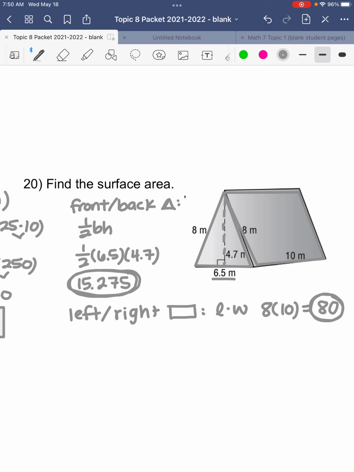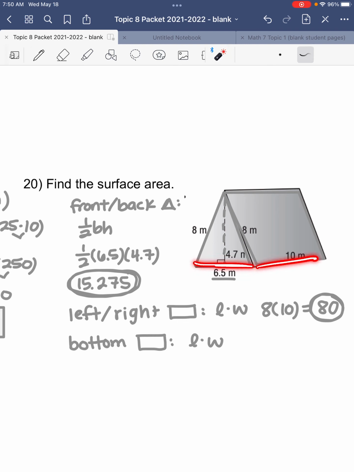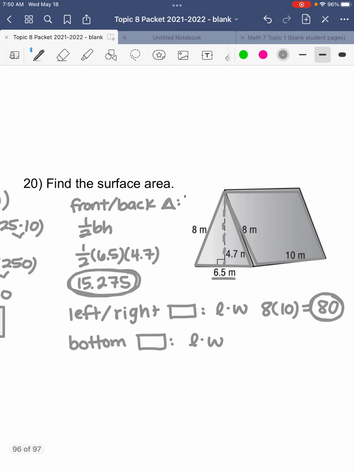Okay, now there's one more rectangle, and it's the rectangle that the figure is sitting on. So it's the bottom rectangle. Okay, now again, it's a rectangle, so I know area is length times width. So what are the dimensions of the bottom of the figure? Well, 6.5 by 10. So 6.5 times 10 is going to be 65. Now there's only one side that has that area, so I don't double that side. So now to find the surface area, I'm going to add everything together. I'm going to double 15.275.